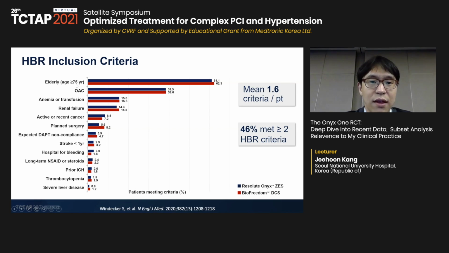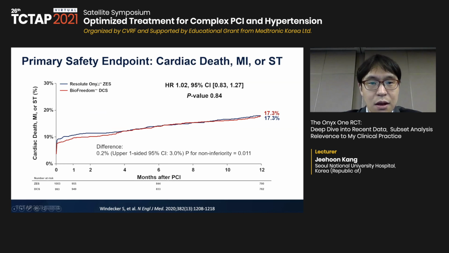However, age over 75 years old actually is only a minor criterion according to the ARC definition, which means that this patient population might be a slightly lower bleeding risk population compared to the current HBR criteria that we are using right now. So regarding the outcome, the cardiac death and MI outcomes were very similar between the BioFreedom and the Onyx stent. And we can see that there was a slight elevation of clinical events in the early period in the Onyx arm. I will talk about this later in my speech.